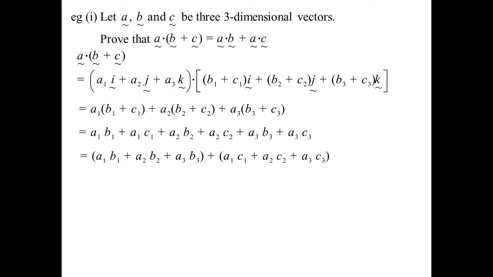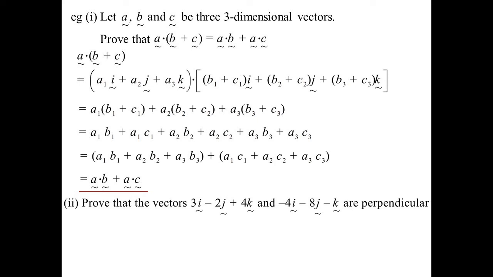I've got A1 B1, A2 B2, A3 B3. Well, that's A dot B. And then in the second one, I've got A1 C1, A2 C2, A3 C3. Well, that's A dot C. So there's our proof that yes, indeed, that idea does work.